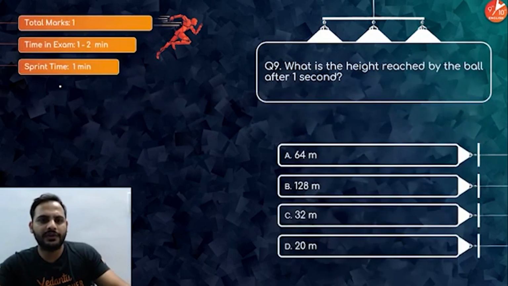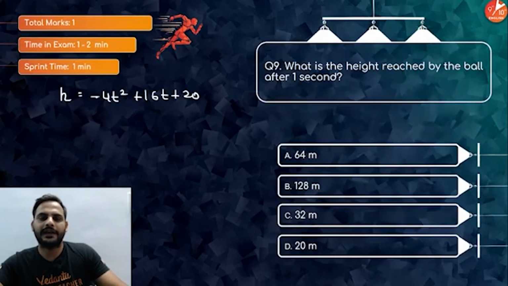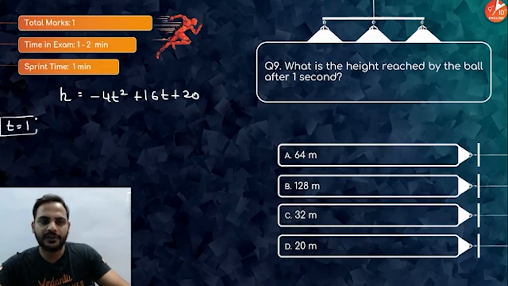Equation is given to you, h is equal to minus 4t square plus 16t plus 20. This is given to you, right? Height at 1 second, so t equal to 1, you need to prove. So this is like the question of value of a polynomial.